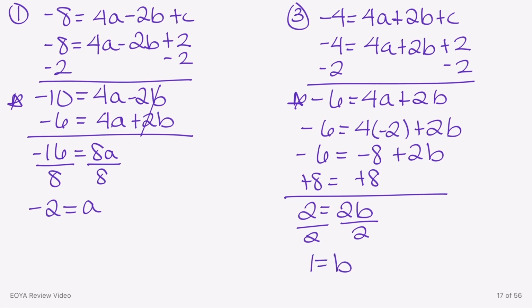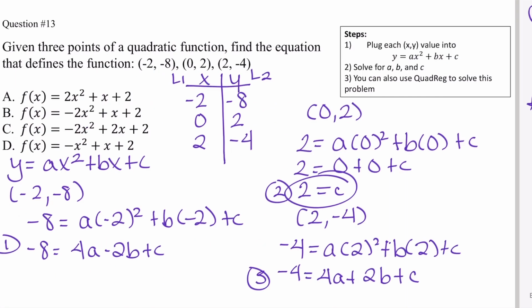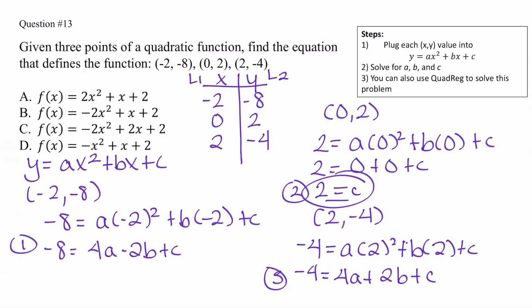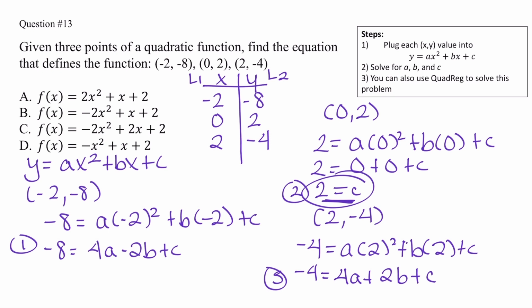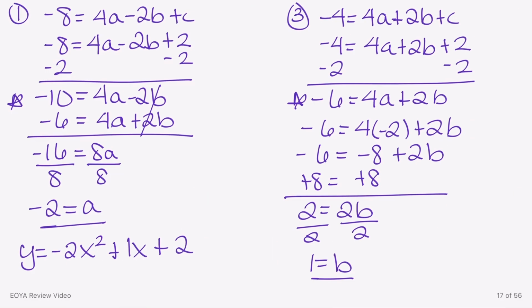Okay, so now I have a value of a, value of b, and a value of c that I can use to write my equation, right? So my equation is going to be in y equals ax squared, so negative 2x squared, plus b, which is 1x, and then plus c, which is 2. Okay, so the answer choice that's going to match is going to be answer choice B, right? Negative 2x squared plus x plus 2.